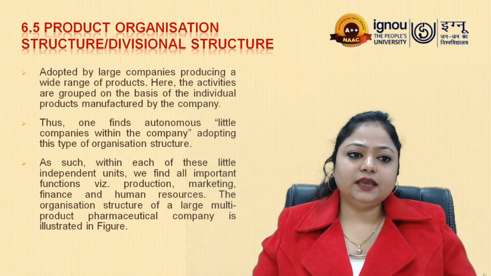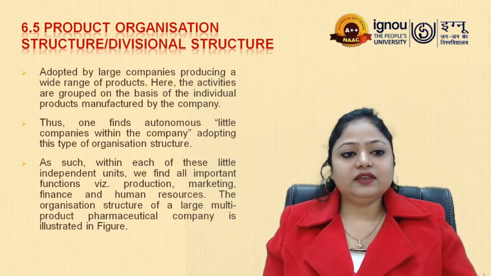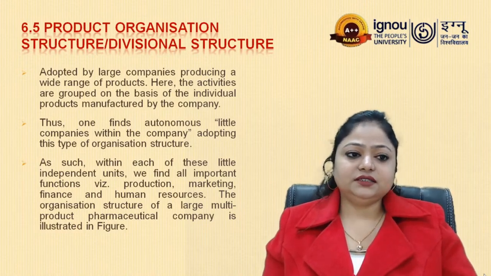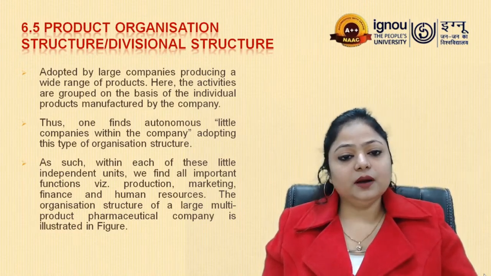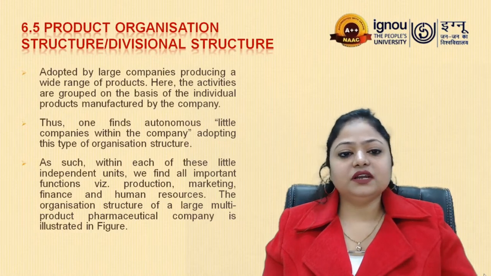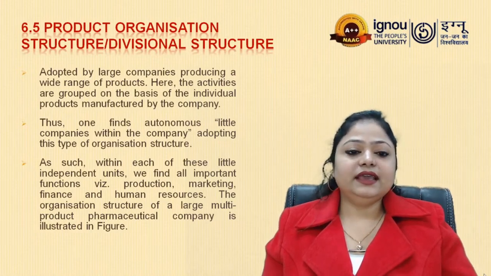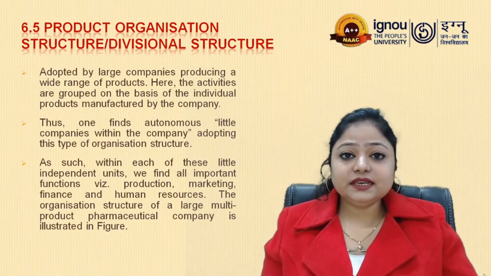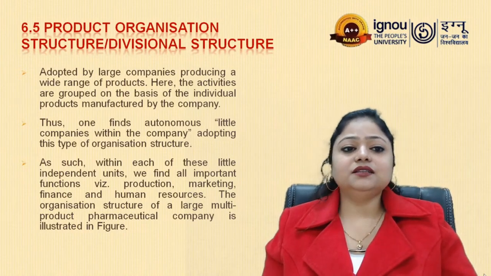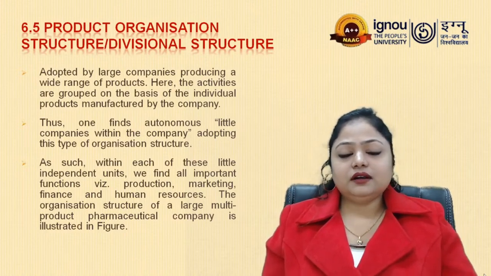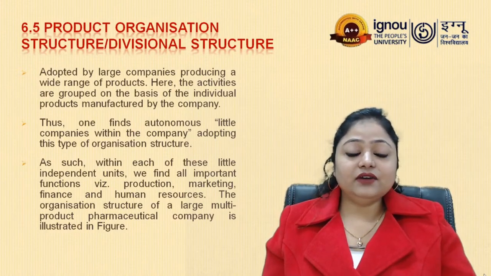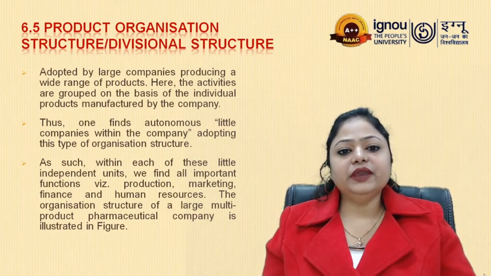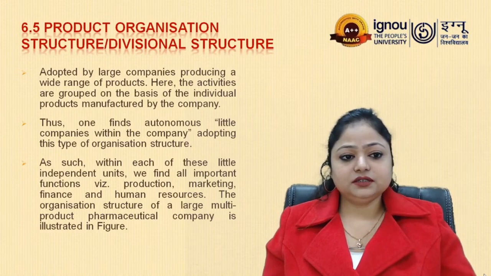Then the fifth type of organizational design we can see is the product organization, adopted by a large number of companies producing a wide range of products like HUL, Coca-Cola, Pepsi, and Nestle. These are the brands which have a wide range of products. So here the activities are grouped on the basis of individual product.